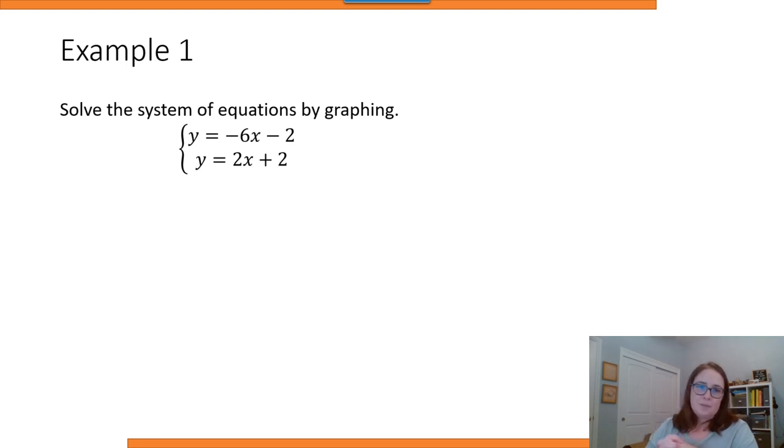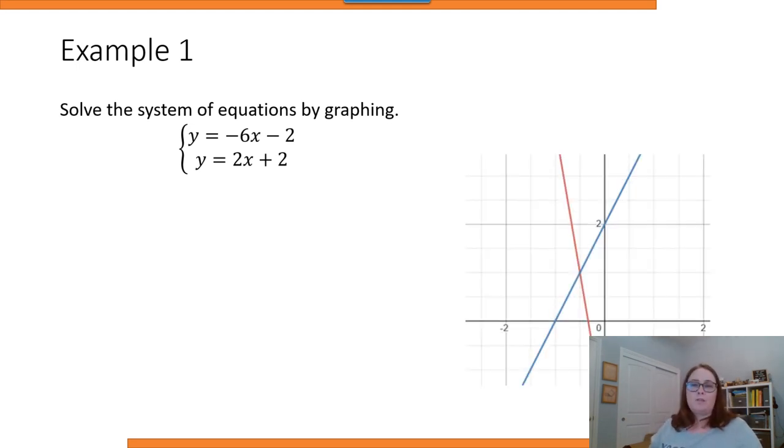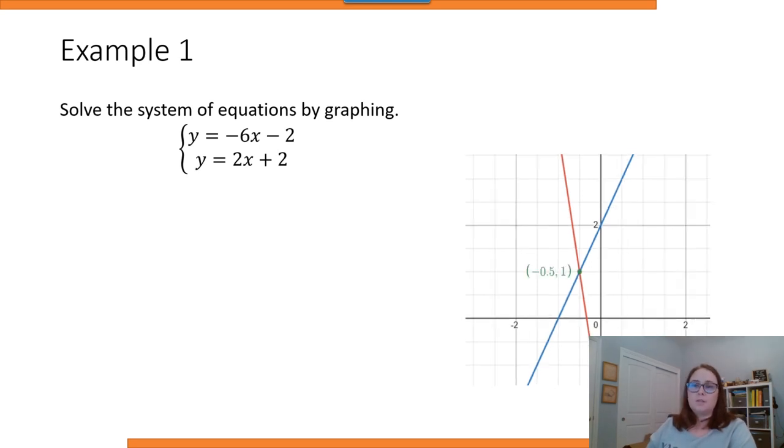So let's look at an example with this. Here I have the two equations, y equals negative 6x minus 2 and y equals 2x plus 2. I'm going to start out by graphing each one of those equations. However you want to graph it, whether it's a table or using the slope and intercepts, you can graph the equations. And then I'm looking for that point where they intersect. And it looks like for this one, they intersect at negative 0.5, 1.